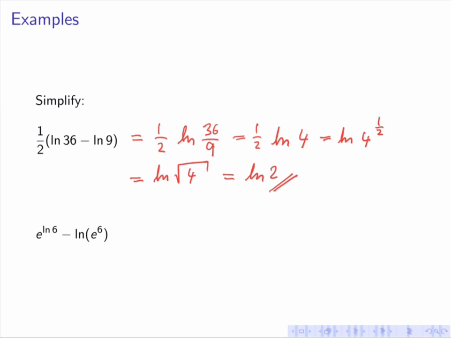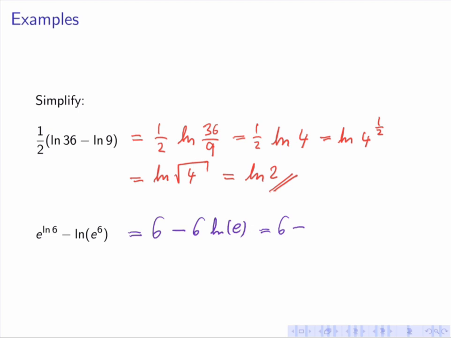So in the first term, the ln is the inverse function of the exponentiation. So e to the ln 6 is just 6. So the first term is 6. For the minus term, we apply the rule that ln of e to the 6 is 6 times ln of e. This is then equal to 6 minus, now the ln of e, this is the exponent so that e to the something is equal to e.